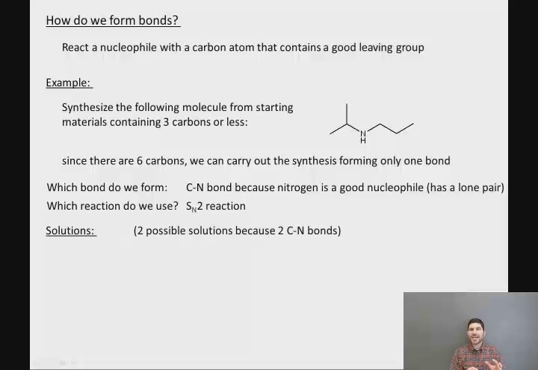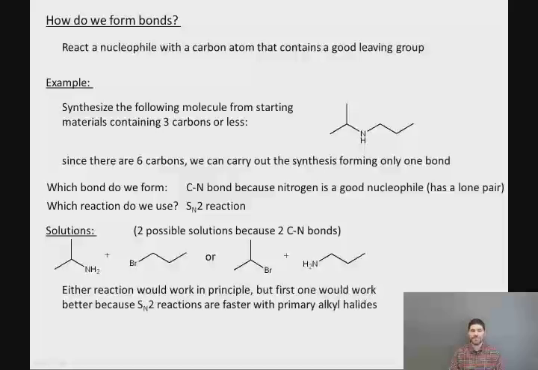So there are 2 possible solutions to this particular problem because there are 2 carbon-nitrogen bonds in this molecule. So one solution would be to form the right-hand carbon-nitrogen bond. So we are starting with isopropylamine and reacting that with propylbromide. And the second solution would be to form the left-hand carbon-nitrogen bond. So we have propylamine and we are reacting that with isopropylbromide.